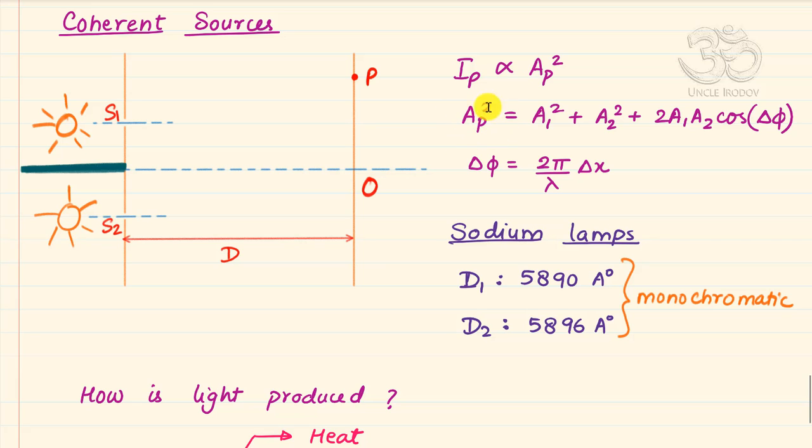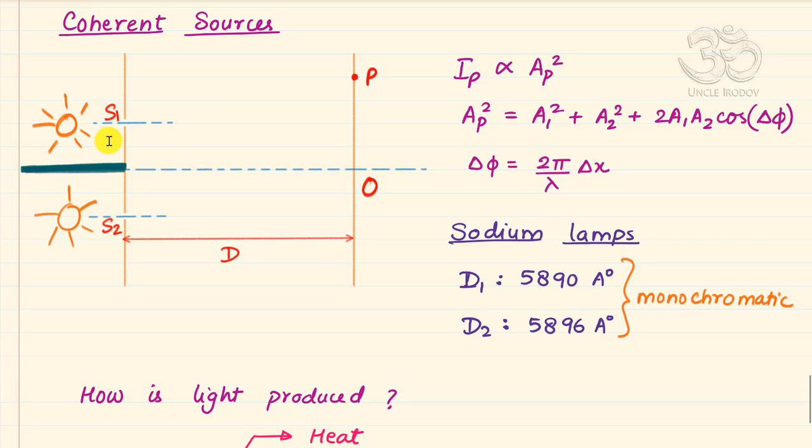Now the amplitude at P will be a fixed number only when delta phi at P is fixed. Now delta phi at P has got two contributions. One, there is a delta phi at P because of the extra path that one of the waves is traveling. So that contribution is anyways fixed. What's the other contribution? The other contribution is the initial phase difference.